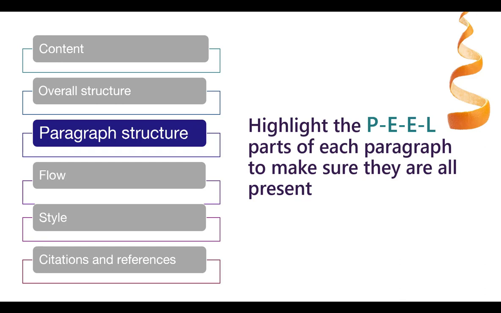To take that further, use the highlighter tool in Microsoft Word to highlight the PEEL parts of each paragraph to make sure they're present. So you can highlight all of your points in blue, highlight all of your evidence in yellow, all of your explanation in pink, and all of your links in green. And you can quickly then see if you've got them in each paragraph. The only one that you might be able to get away without having is the link, but only if there's something further down the essay that perhaps links a couple of paragraphs together.